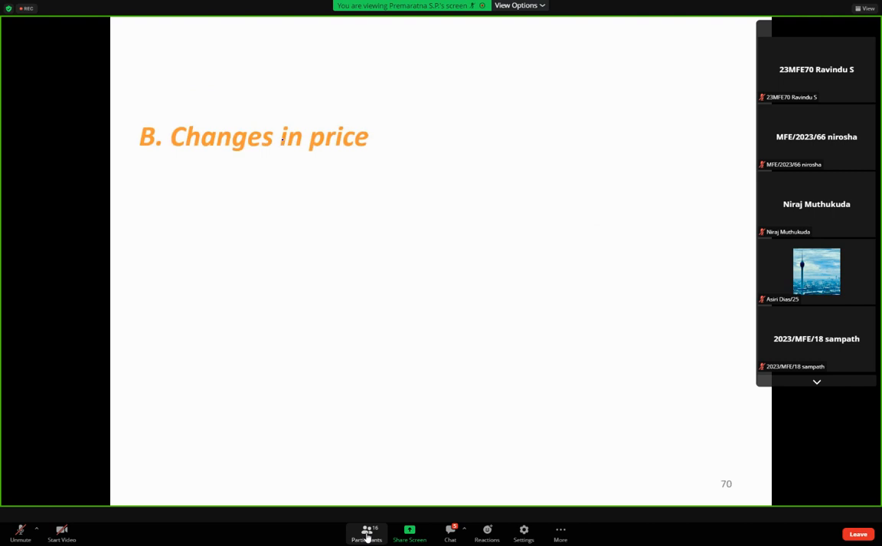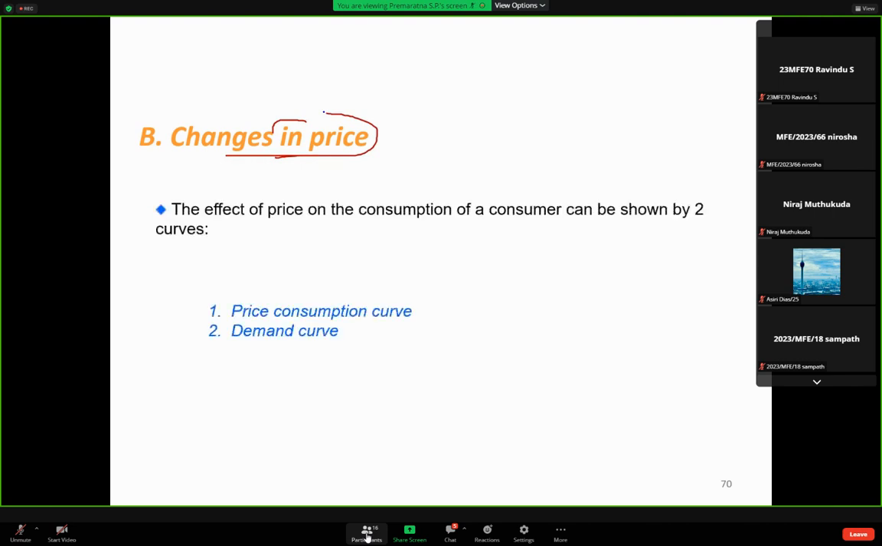The second constraint is change in prices. Here we derive two types of curves. One is the PCC, which looks like the Pakistan Cricket Board. That is the price consumption curve. The other one is the demand curve. We call this the Marshallian demand curve, the Marshallian demand curve.